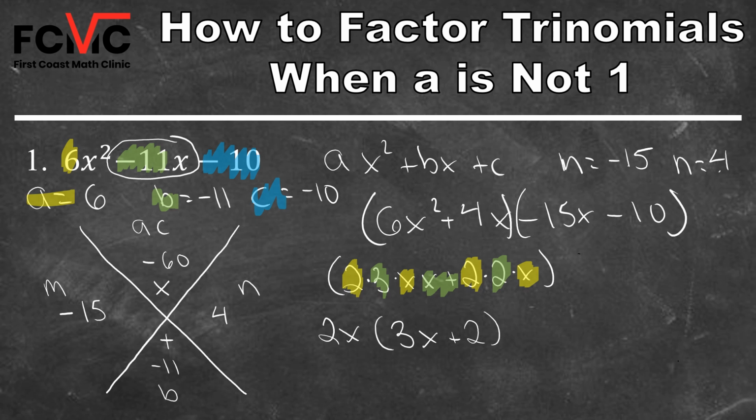Now that helps us because we know that if we have a 3x plus 2 here, we have to have a 3x plus 2 here. So let's factor this second set of parentheses.